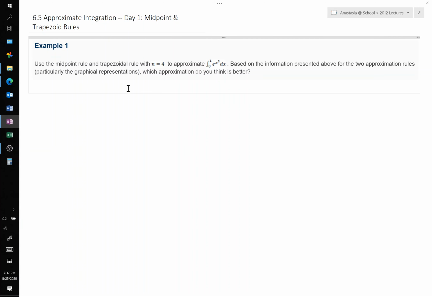So we're going to use these two rules with n equaling 4, so our number of subintervals, our number of rectangles or trapezoids, is going to be 4. We're using this to approximate the integral from 0 to 1 of e to the x squared dx. Notice that this integral is such that we would not be able to apply any of our analytical integration techniques that we have studied in the past.